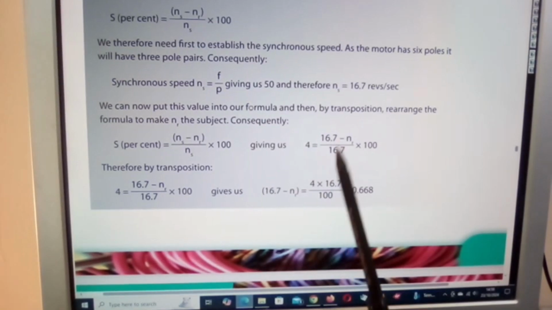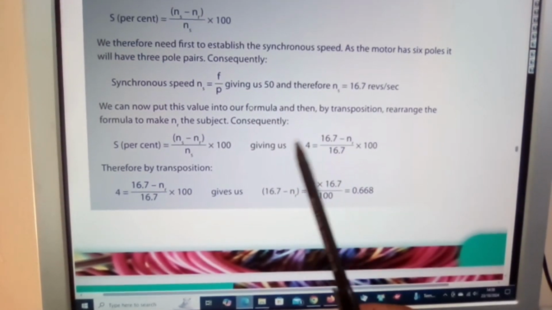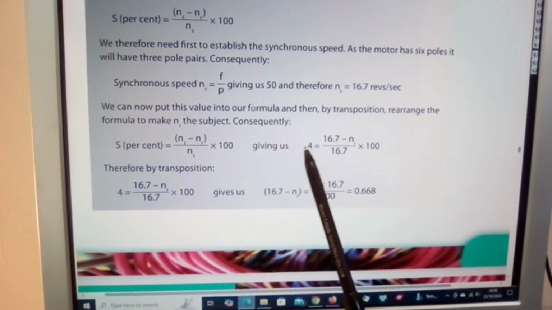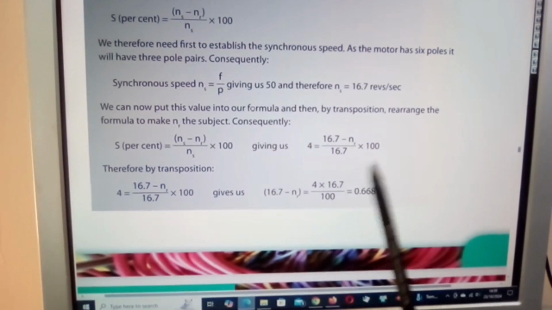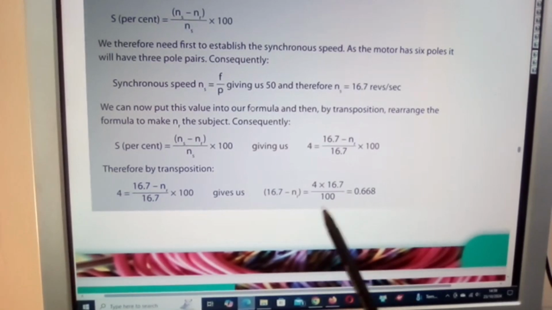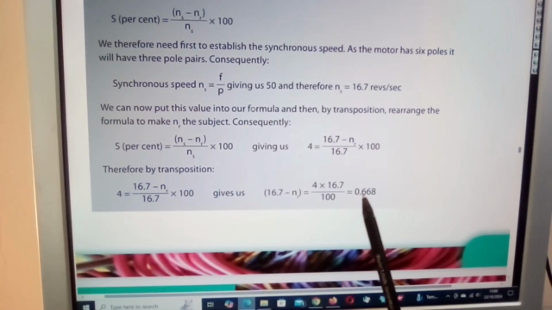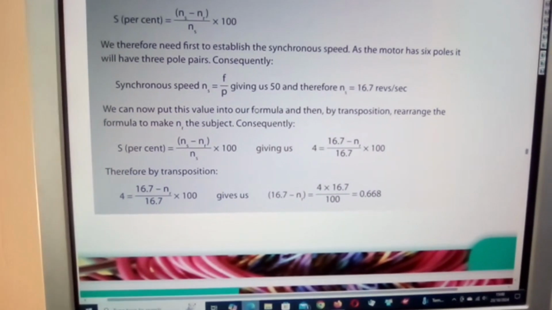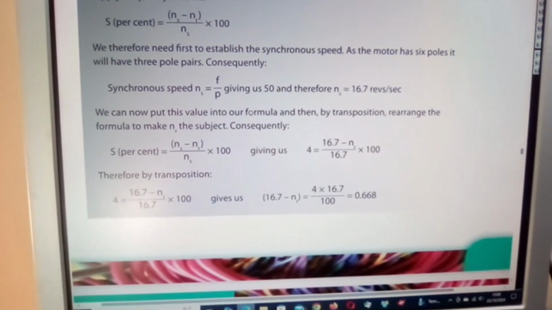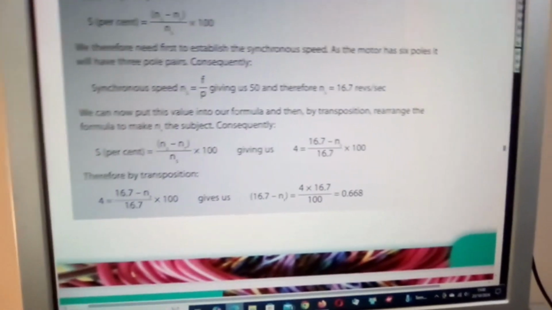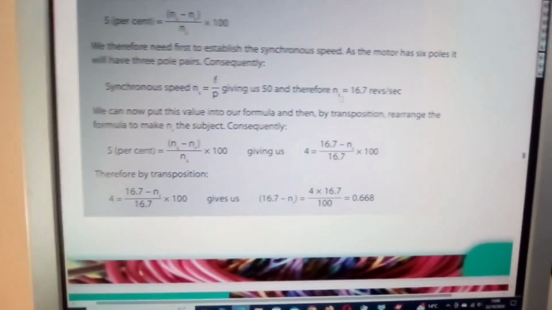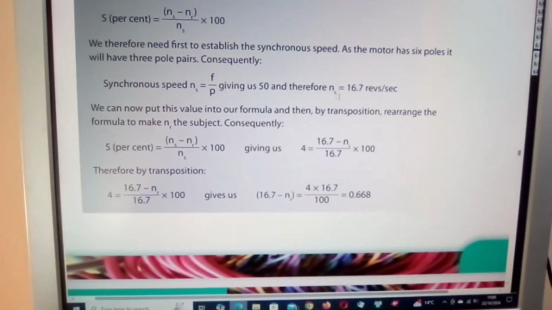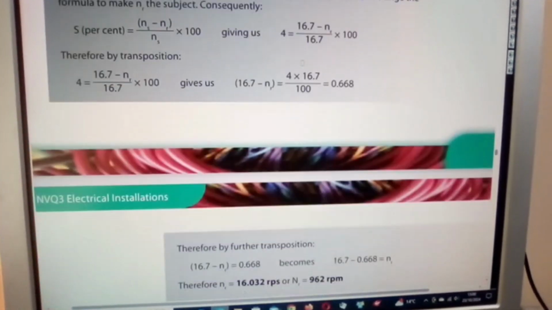Now for me, I like to show a bit more detail. I would have loved to have seen this up here, times 4 times here, okay, before we got to the 100%. And you can see that's 0.668, which is equal to 66.8% slip, roughly, if I remember correctly, but don't hold me to it. This is for you to find out for yourselves as well.